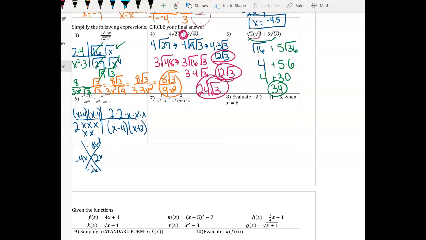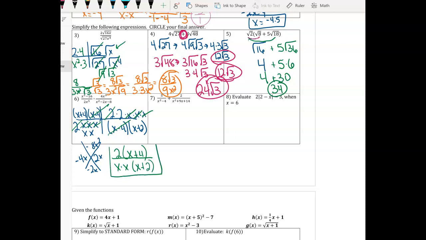And now we are ready to cross off. So an x minus 4 will take out an x minus 4. A 2 will take out a 2. 3 x's will take out 3 x's. And then when I'm done, what's left in the numerator is a 2 and an x plus 4. And in the denominator, I'm going to have 2 x's and an x plus 2.